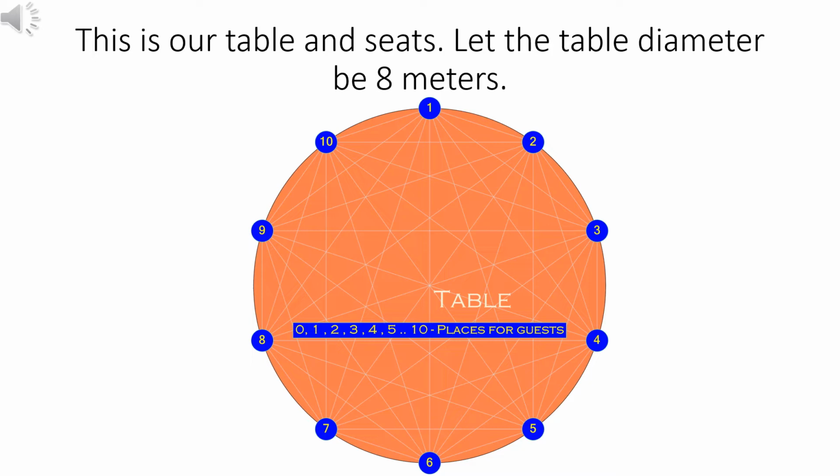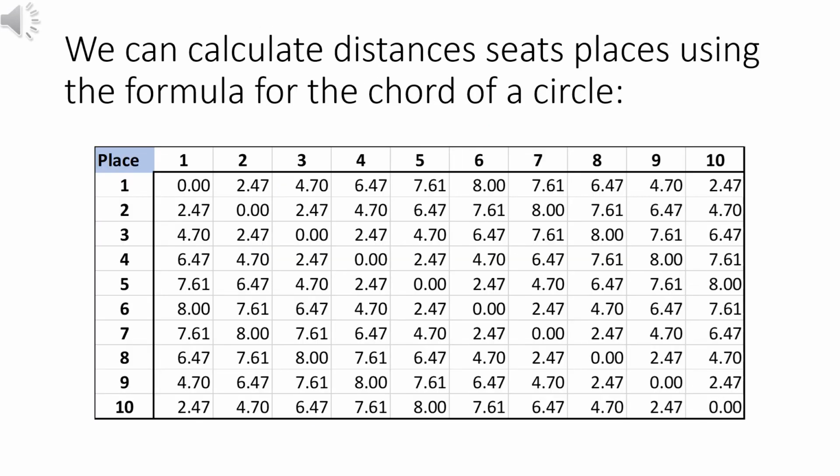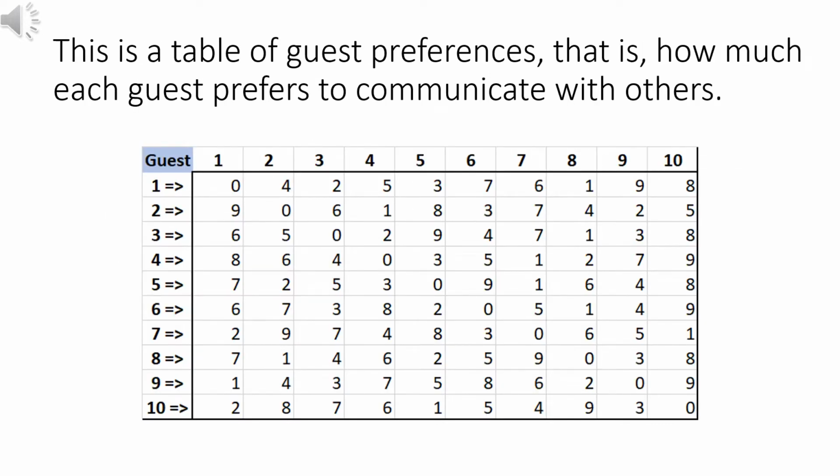This is our table and seats. Let the table diameter be 8 meters. We can calculate distances between seat places using the formula for the chord of a circle. This is a table of guest preferences, that is, how much each guest prefers to communicate with others.